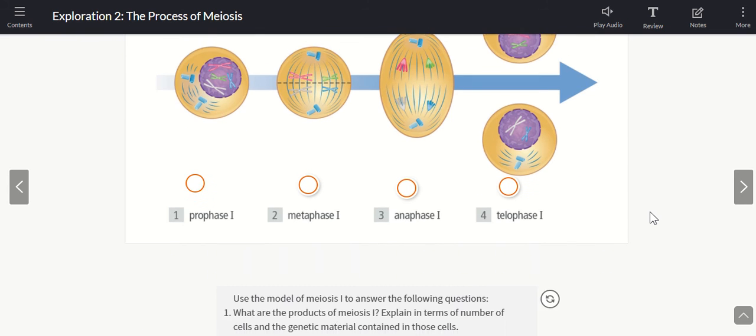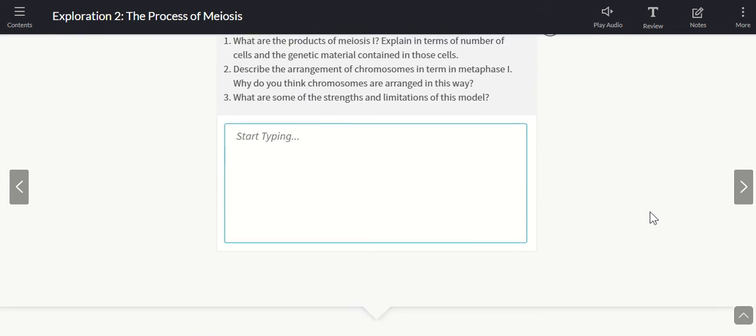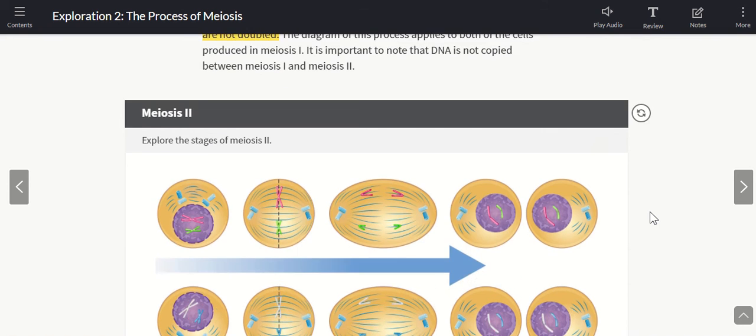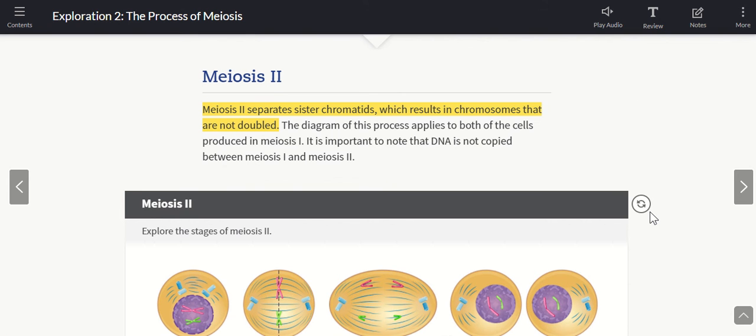All right, so let's go on to the next part. Let's look at what happens in meiosis 2. So we've got our haploid gamete, and now what we need to do is split it up so that we don't have that copied sister chromatid together anymore. So in this stage, we're going to be separating sister chromatids, and what we're going to end up with is a new cell that only has half of the original information.